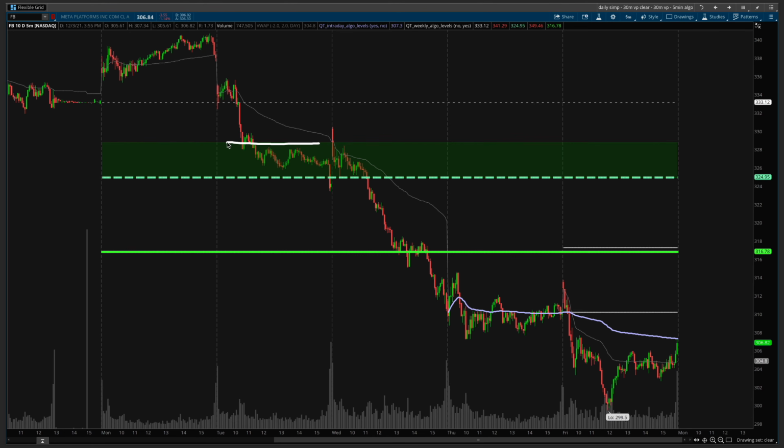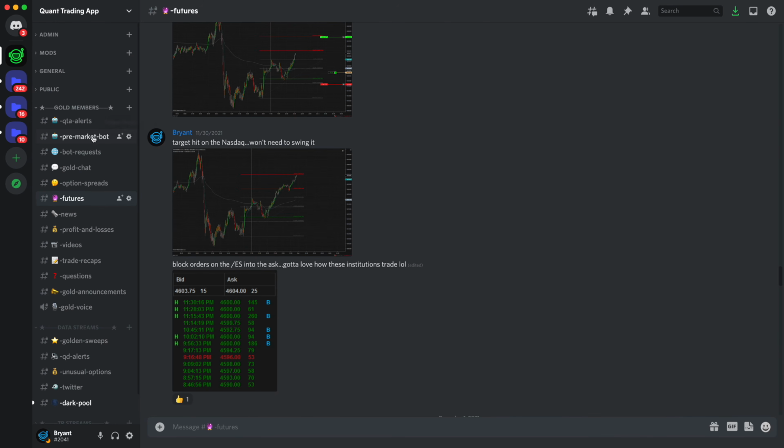So Facebook is in the QTA buy zone, as we call this right here. And the thought process should be, do I want to swing Facebook, or do I want to keep it on watch for the next day? If you have 15 or 20 minutes before the market closes and you are aware of this, within the Discord, we do get notifications right here.